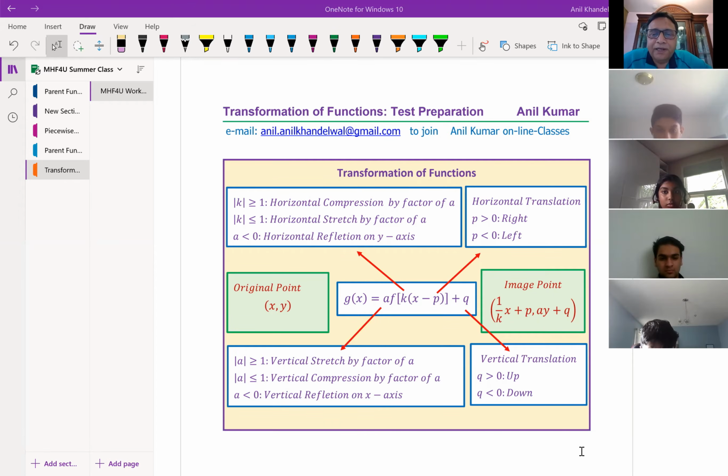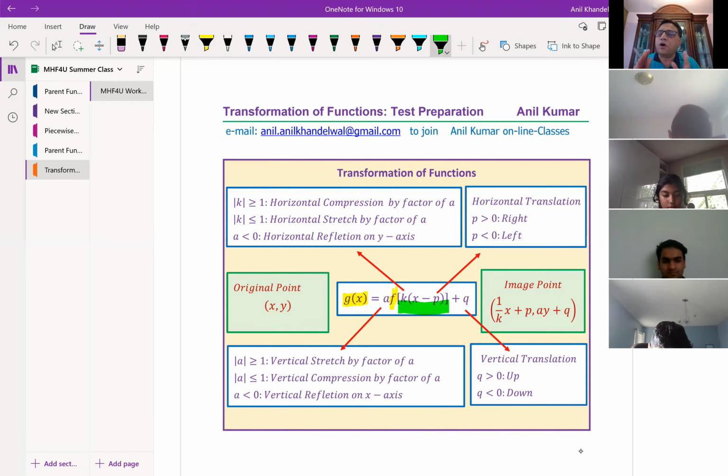Now, this particular page is basically on transformation of functions. So we'll be looking into a function's transformation. I've written it in function notation. So if I have f of x, that f is my parent function, okay? And the transform function is g of x. And right here, I have written a f of k times x minus p plus q. You will notice one thing, that this part is inside the bracket. Do you see? This part is inside the bracket.